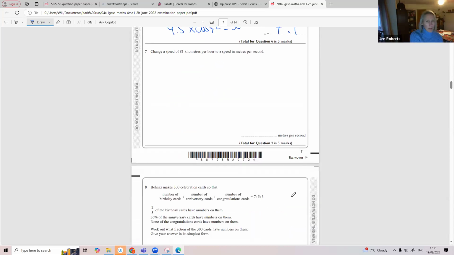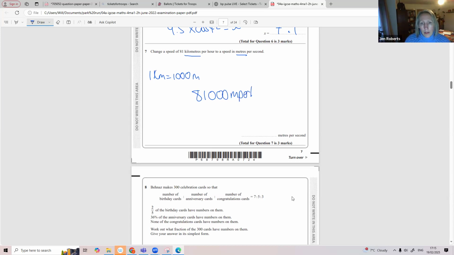Change 81 kilometers per hour to a speed in meters per second. I'm going to deal with these metric units first for length. So how do we convert kilometers to meters? Well, 1 kilometer is 1,000 meters, right? So times it by 1,000, 81,000 meters per hour.